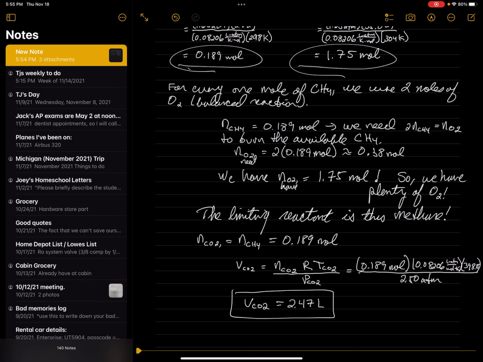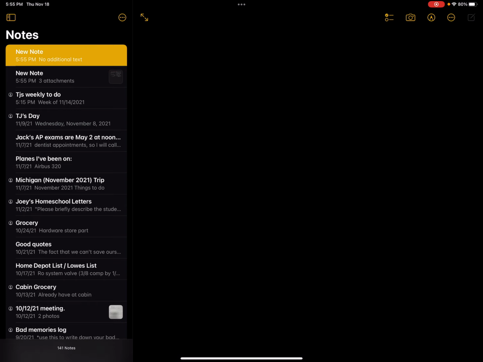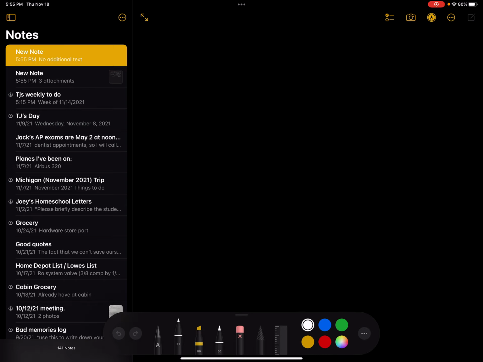Okay, so that completes section 5.3 for us. And so to start section 5.4, I'm going to go to a new note here because this is starting to get a little buggy for me. And so we can go ahead and move on to section 5.4, which is what we call the molar mass of a gas.